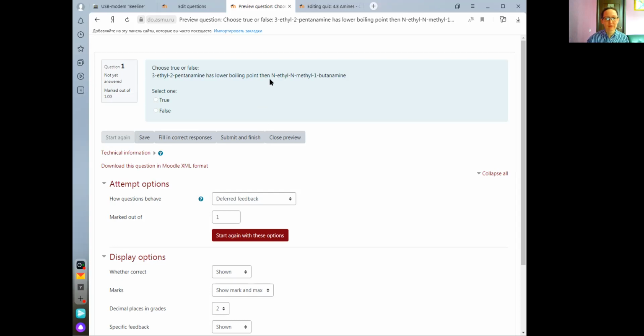Okay, here we have one amine, it's tertiary amine. I can imagine structure of this amine, and you can draw it and understand that this amine is tertiary, and one amine is primary. You know that primary amine has the highest boiling point, but in our statement, lower boiling point. So it's false.